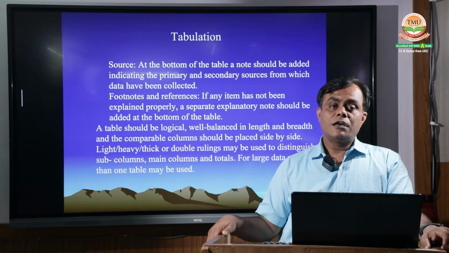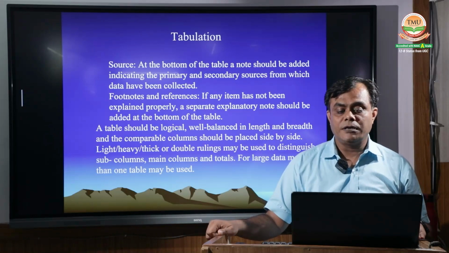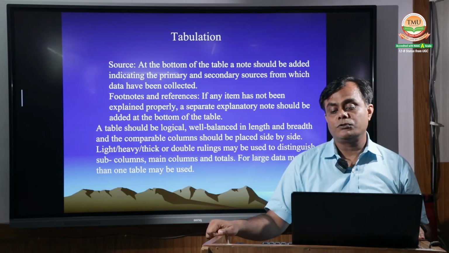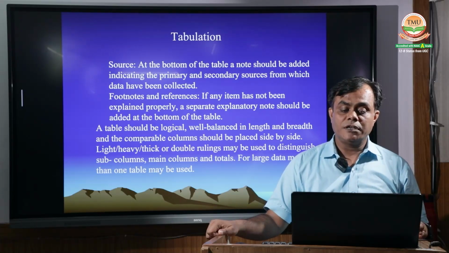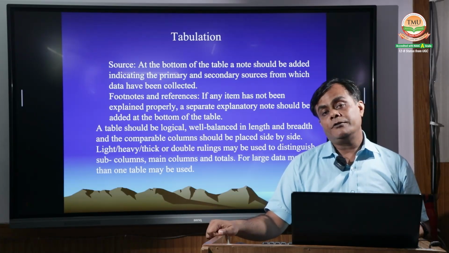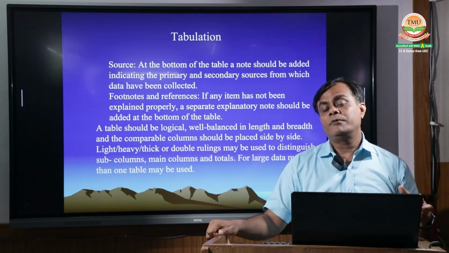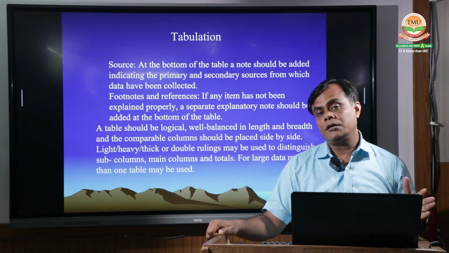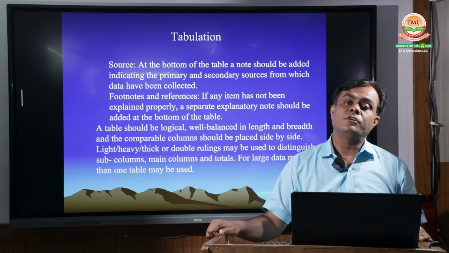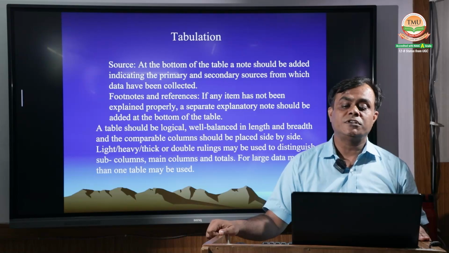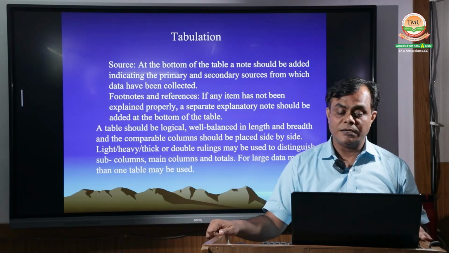Sources. At the bottom of the table, notes should be added indicating the primary and the secondary source from which the data have been collected. So whatever data you are collecting, if that data is produced by the author himself, that data source is author-created data, and if you are getting data from some other authors or some other investigator, you have to put that information in the source of that table.